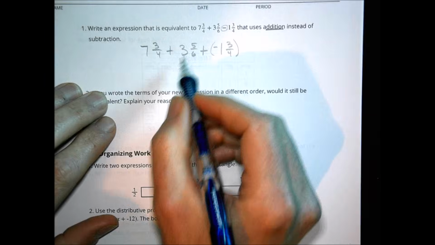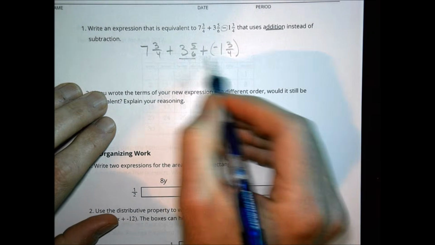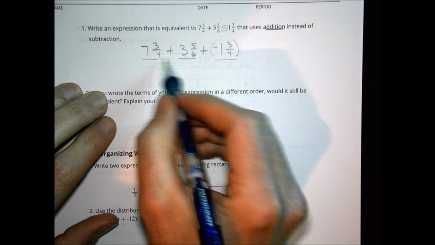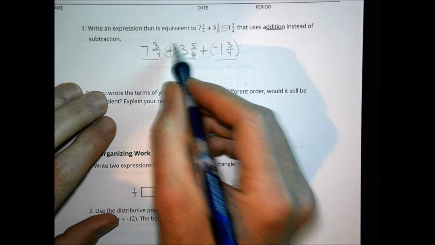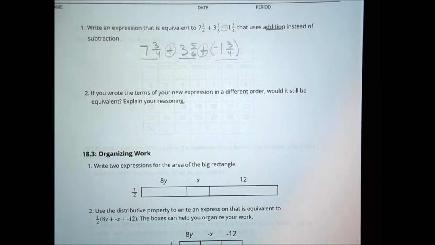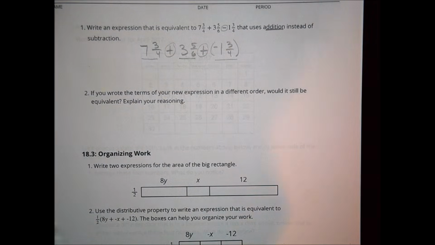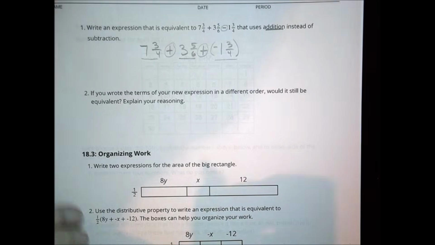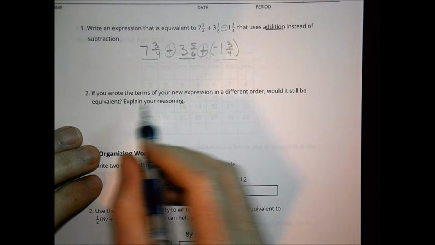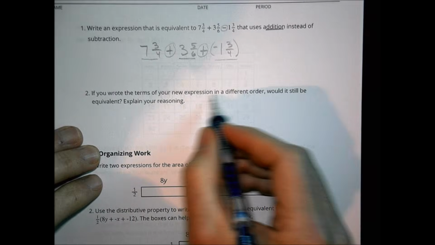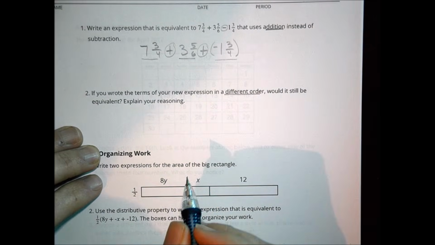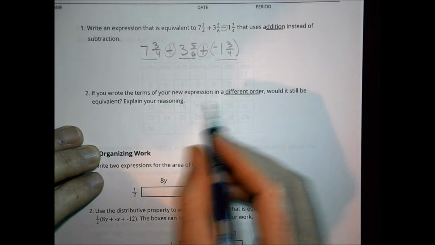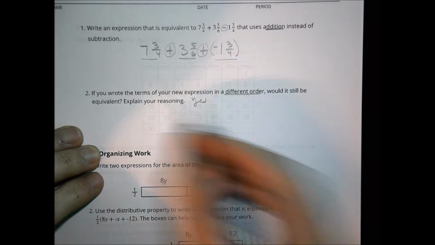At this point, I have numbers here, here, and here that are all joined together by addition. And once I have something as an addition problem, I can change the order of those numbers and keep the signs connected to the numbers they're connected to. So if you wrote the terms of your new expression in a different order, would it still be equivalent? The answer is yes, it would, but let's show.